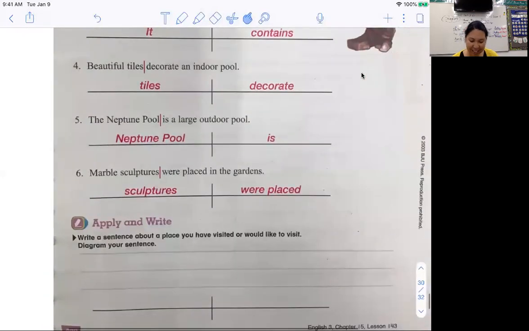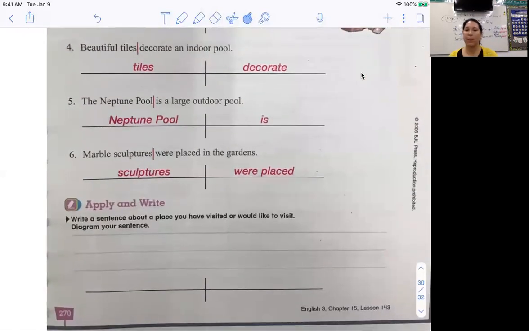Okay, guys. On this next one, it says, write a sentence about a place you have visited or would like to visit. Diagram your sentence. Okay, so you need to basically make a sentence of a place you have visited or that you would like to visit. And then you get to diagram it down here on the bottom. Okay, so go ahead and try that. And when I give you a call later on today, we're going to go over this and see. There wasn't a language quiz today, but I will be checking to see your sentence down there.